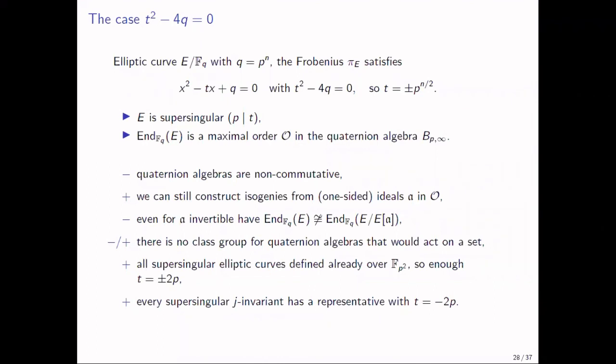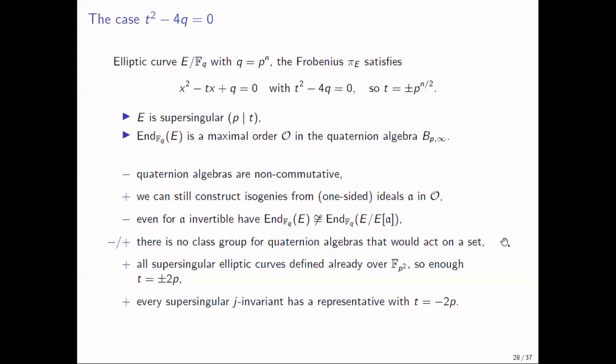Okay, so for imaginary quadratic orders, we had this thing that if you acted by invertible ideals, you always had the same endomorphism ring and the same trace. This is no longer true for the quaternion algebra, for when you live in the quaternion algebra.